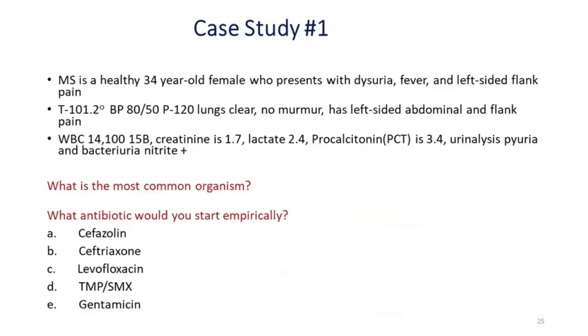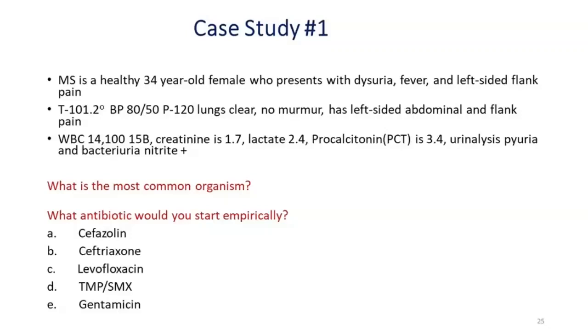One of the things I love about rounding and teaching is it really grounds you on what's really important, and that's really improving patient care. So let's look at this patient that we saw a couple of years ago, a healthy 34-year-old who presented with dysuria, fever, and left flank pain, was febrile, a little bit hypotensive, tachycardic, had left-sided abdominal and flank pain, had a leukocytosis with a left shift, 15% bands. Creatinine had bumped to 1.7. Lactate was a little bit above normal at 2.4. A procalcitonin level was done in the ED, which was 3.4, which you'll see later is clearly elevated.